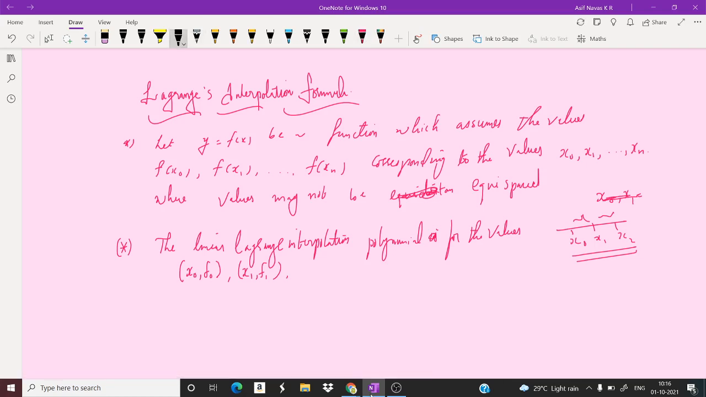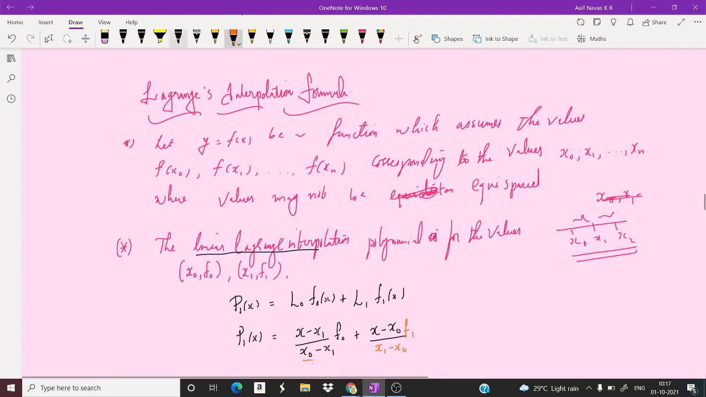Lagrange linear interpolation polynomial is p1 of x, its degree is 1. p1 of x is l naught f naught plus l1 f1, where I will define what is l naught and l1. So note that l naught is x minus x1 over x naught minus x1, times f naught, plus l1. L1 means x minus x naught, divided by x1 minus x naught, times f1. In L naught, the numerator has no x naught term, but the denominator starts with x naught. In L1, the numerator has no x1 term, and the denominator is x1 minus x naught. So that is the linear Lagrange interpolation formula.